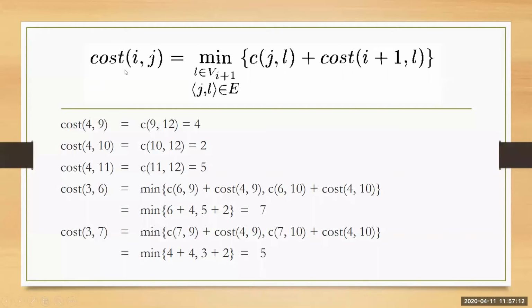Now, how to calculate the cost of such a vertex? It is the minimum of C of j comma L. C means it is the edge from j to L. What is j? j is the vertex number; for example, I have taken it as 6. So C of 6 comma L. What is L? L is the vertex number which is in the next stage.